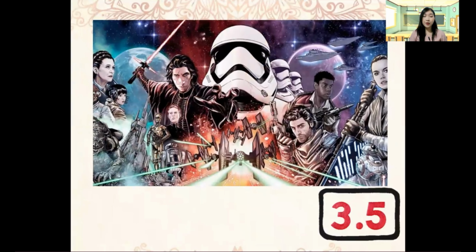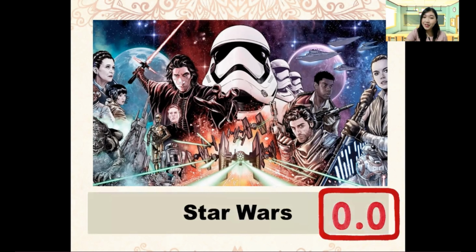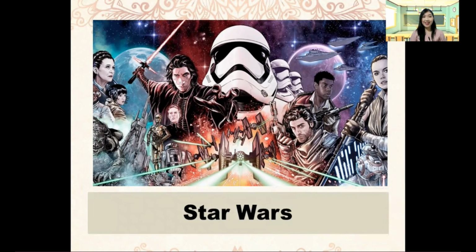Now here's another photograph. And you have another 5 seconds to write down your guess. All right, so if your answer is Star Wars, then that is correct. This one is about people and creatures fighting in the galaxy.